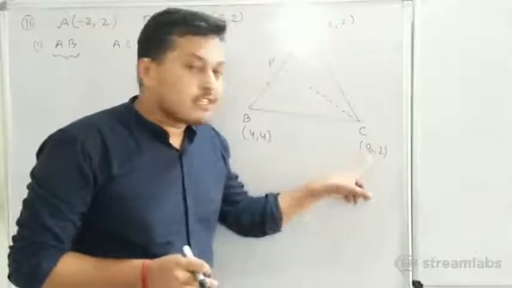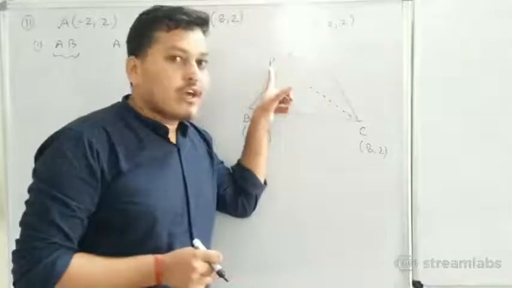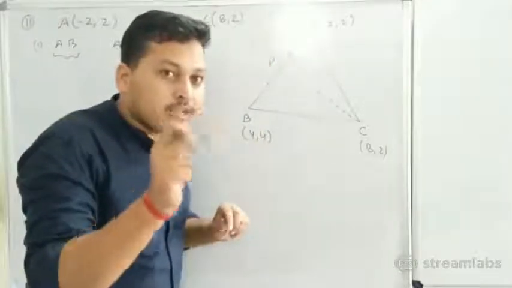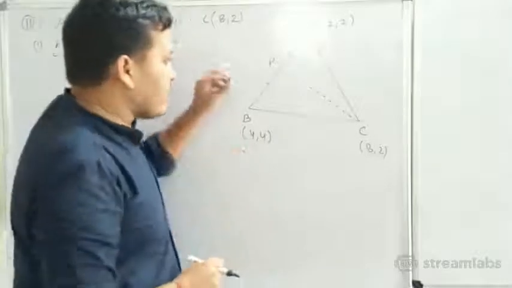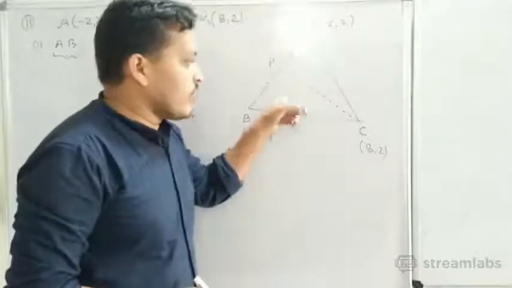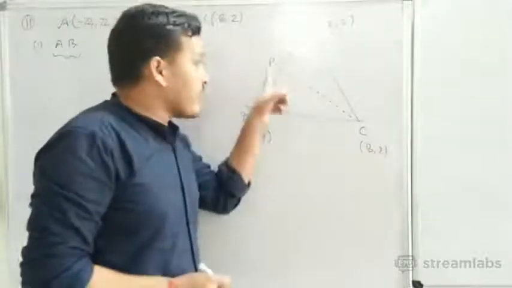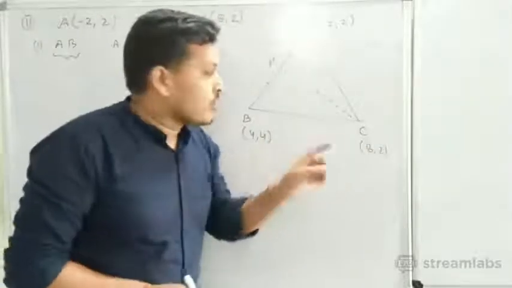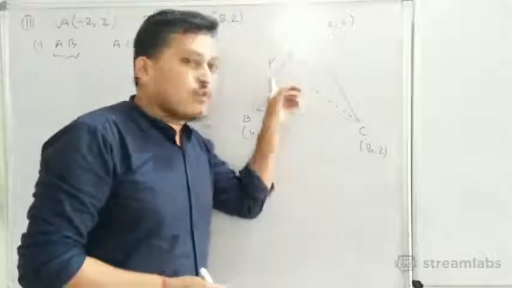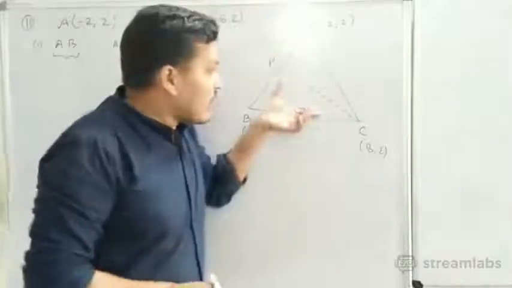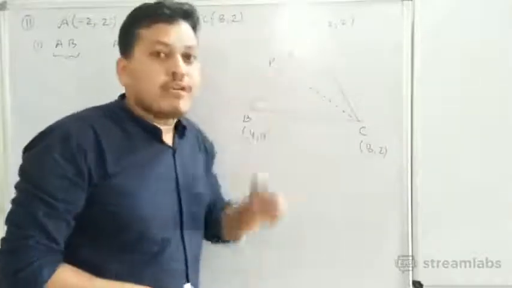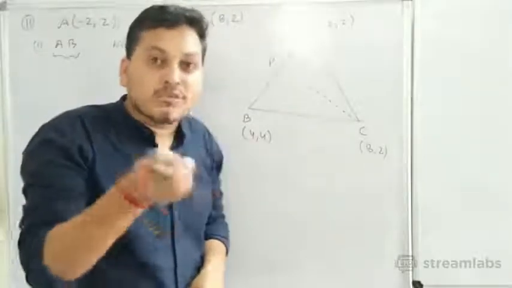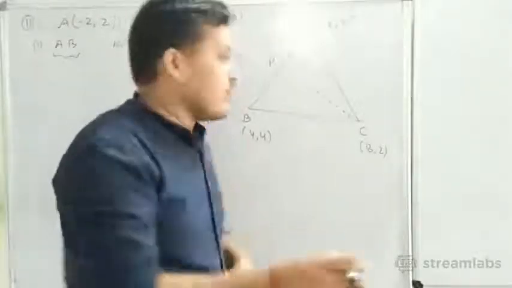One coordinate is given here, but the second coordinate is not given. So I am explaining the first part, and the second and third parts are your homework. Listen carefully. This is our median. If you want to calculate its length, we need x1, y1, x2, y2. We calculate the length using the distance formula: root of (x2 minus x1) whole square plus (y2 minus y1) whole square.